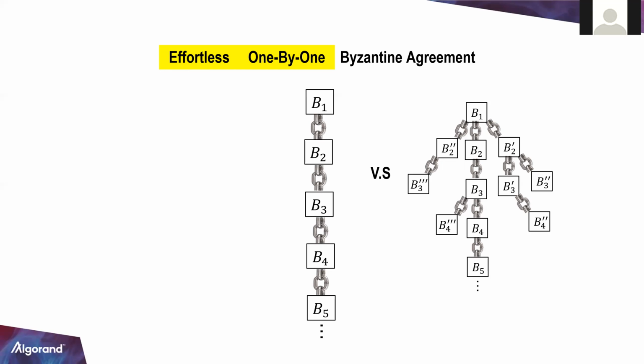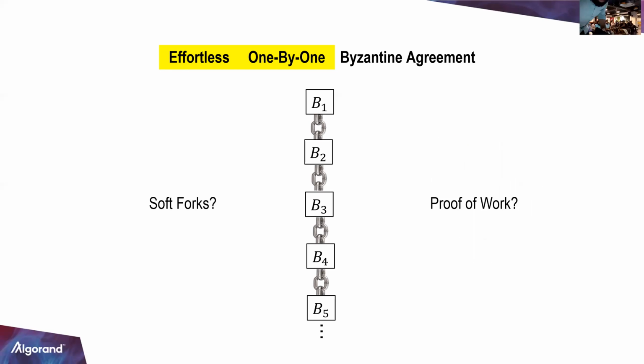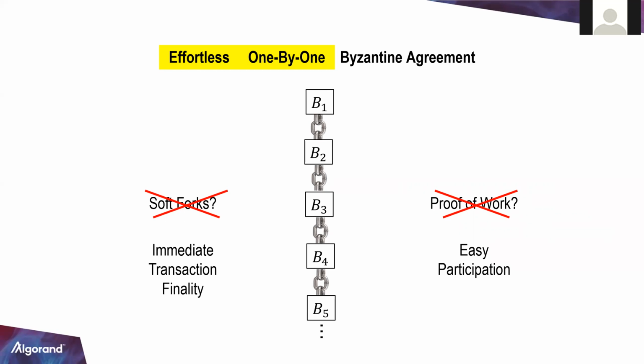But that does not happen in Algorand, where only a single chain is ever generated. So that provides immediate finality. There are no soft forks like branches, and there is no proof of work like the mining pools. And the gain here is also very exciting: because there is no soft fork, every transaction that appears on the blockchain becomes immediately final.